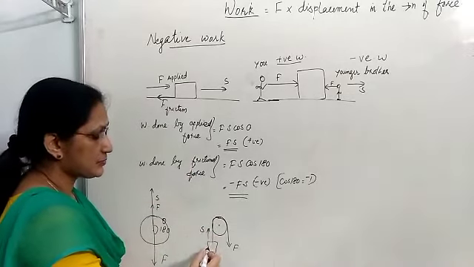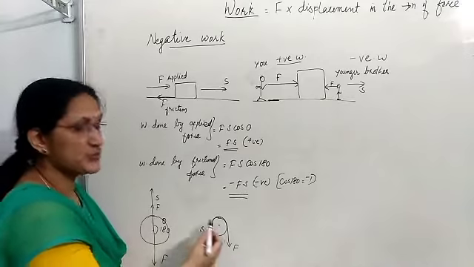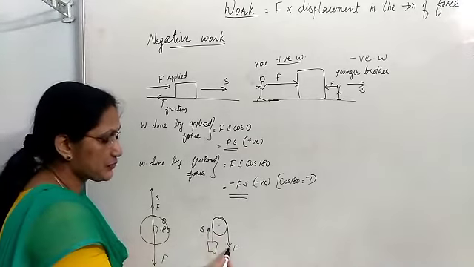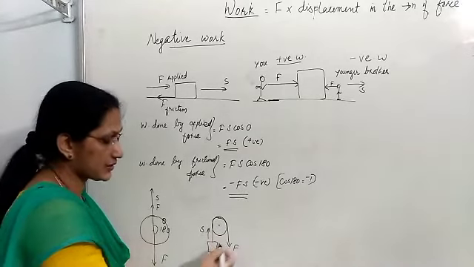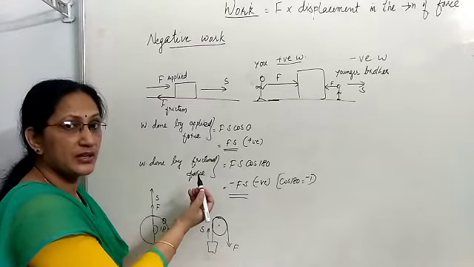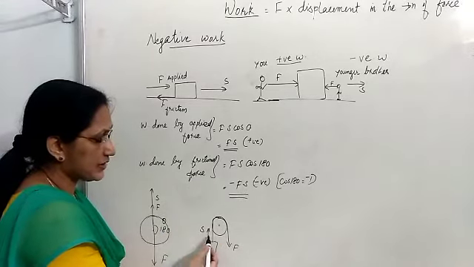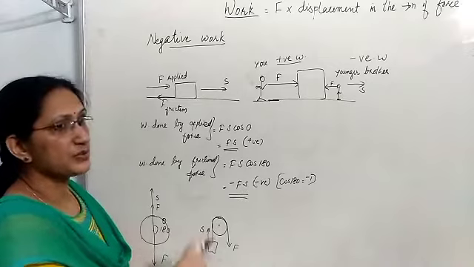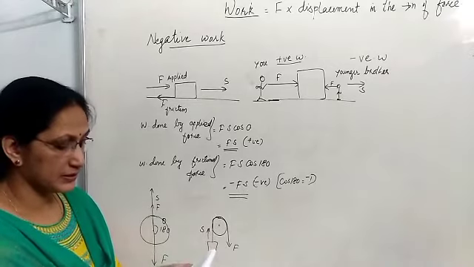Another example: suppose you are pulling a load by using a single fixed pulley. Your force will be in this direction, the downward direction. The displacement of the load is in the upward direction. The angle between F and S is 180 degrees. So negative work is done.